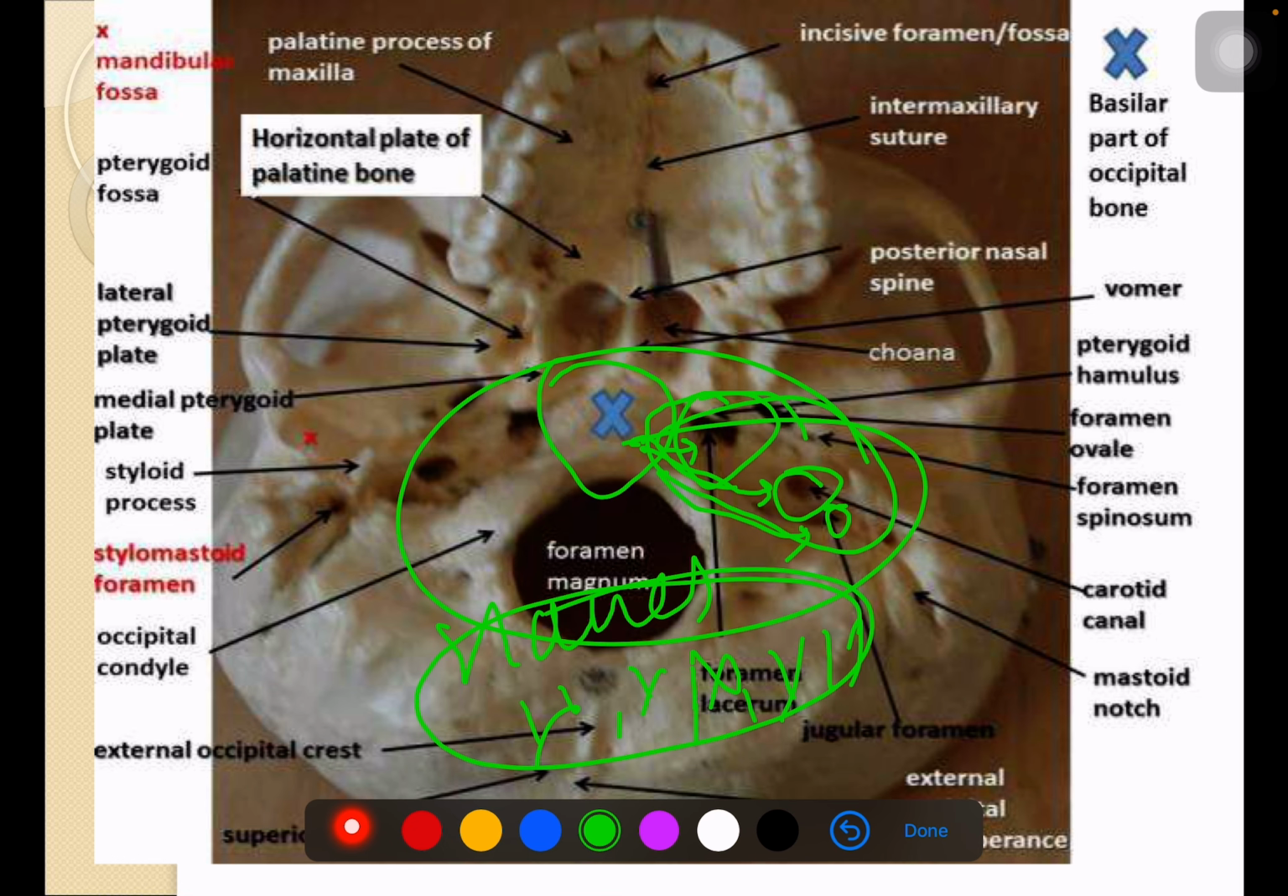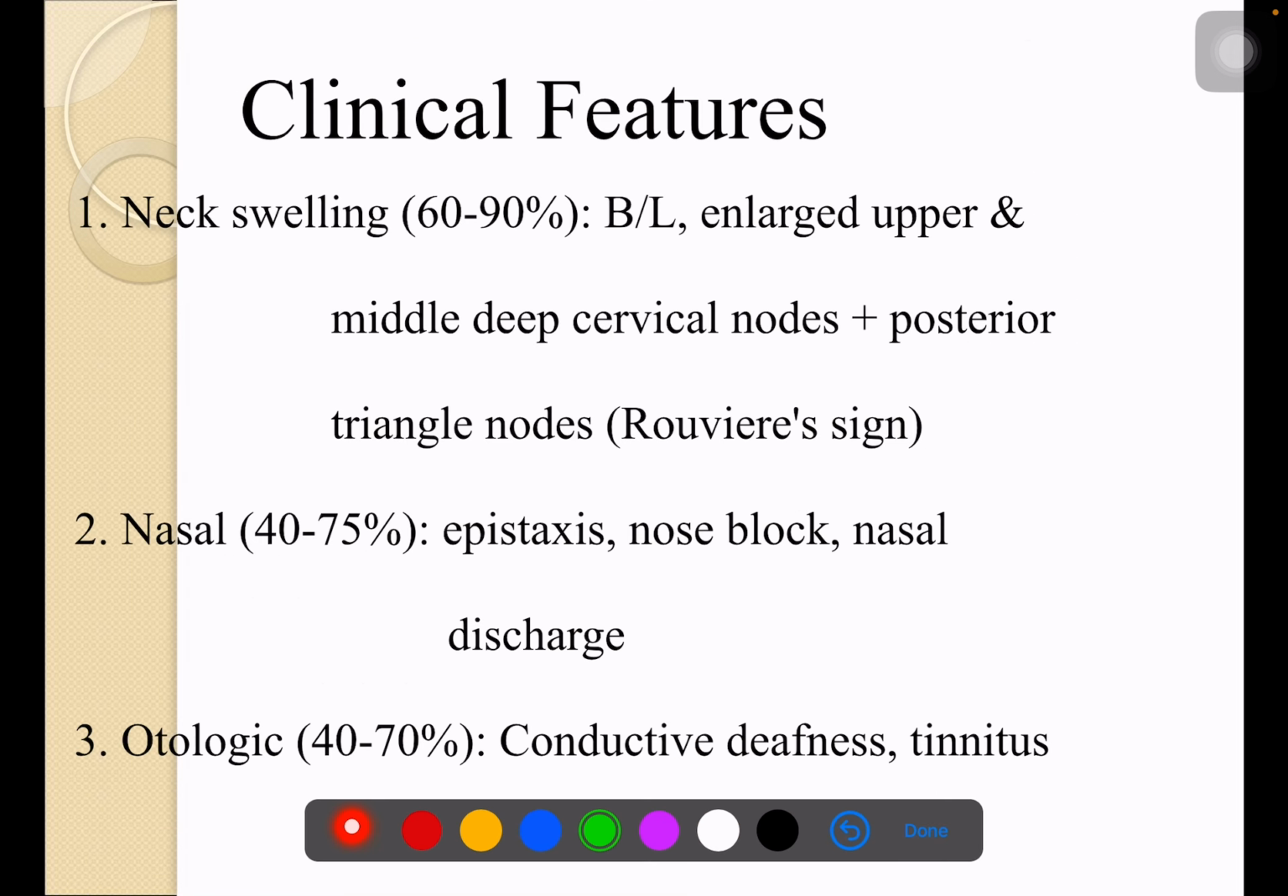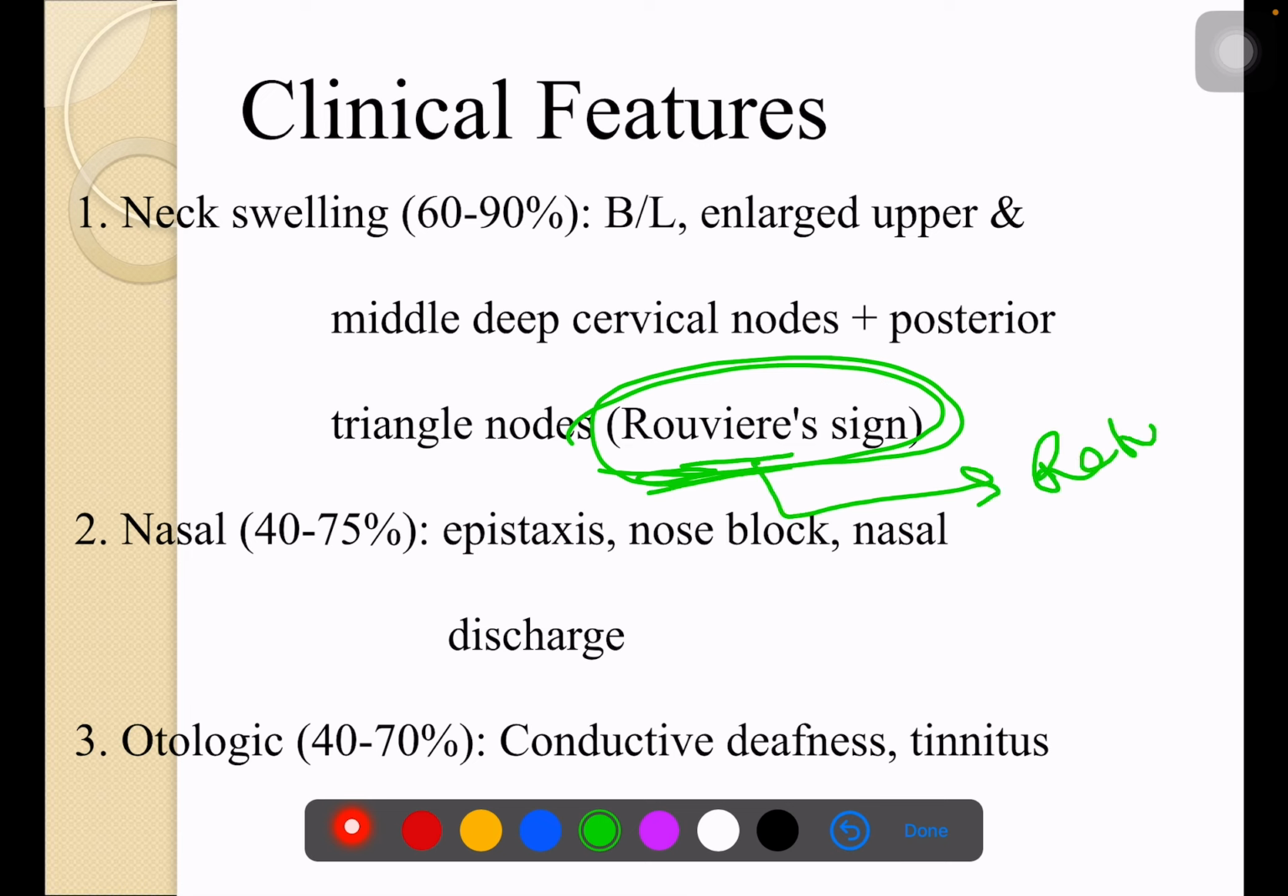The first symptom the patient presents with is a neck swelling. Posterior neck swelling is known as Rouvier sign. Remember Rouvier's lymph node, which we studied in the retropharyngeal space. But that was Rouvier's lymph node. This is Rouvier sign.